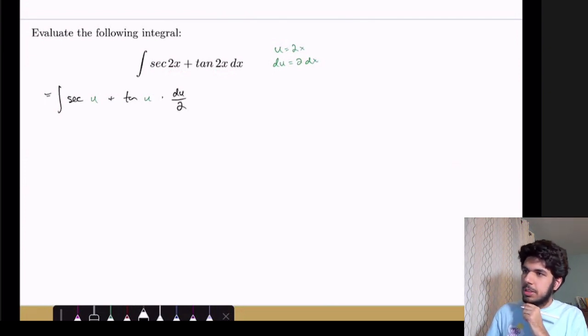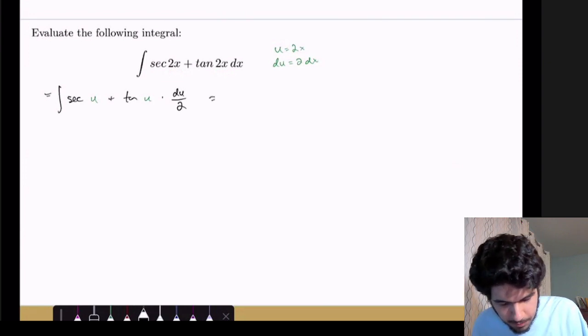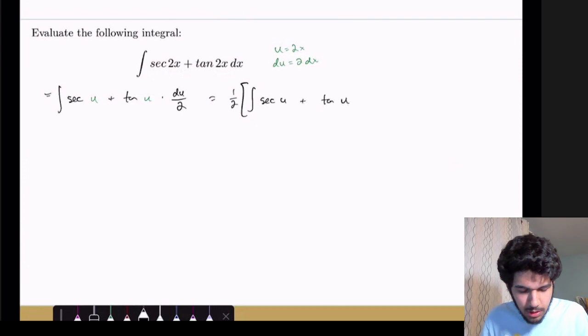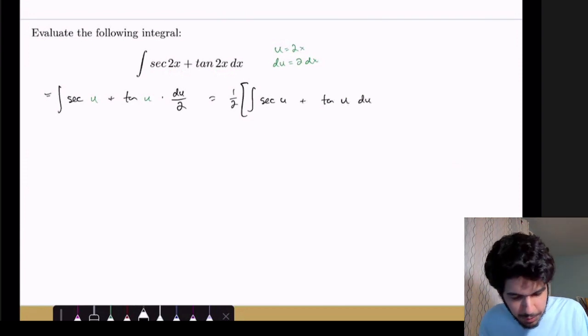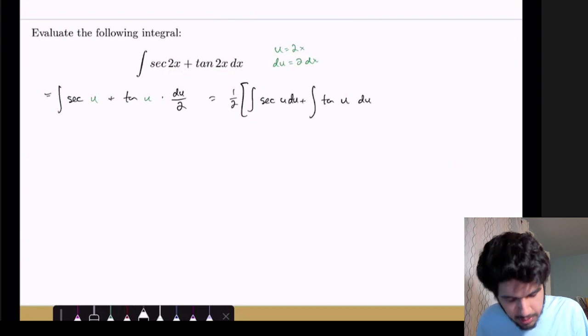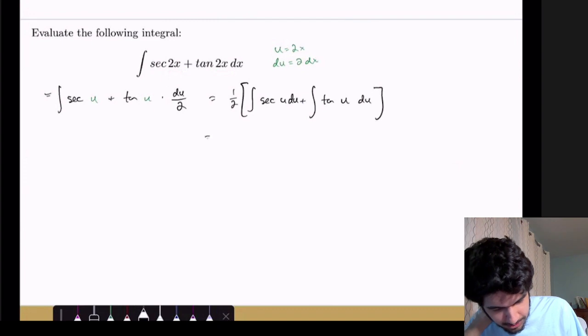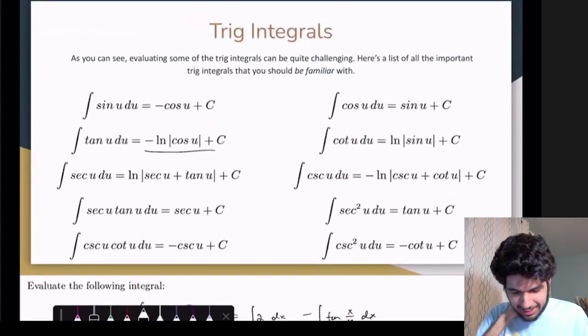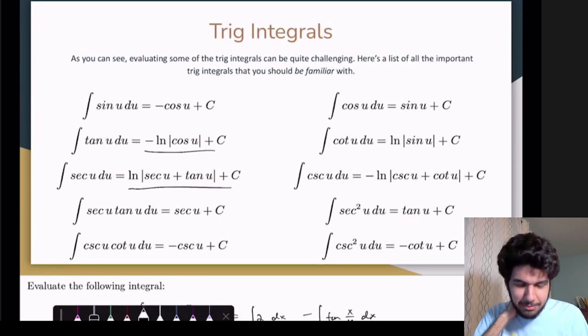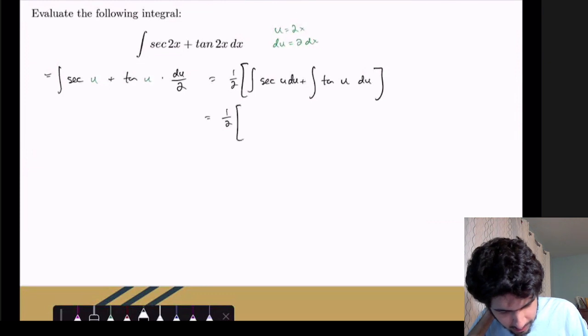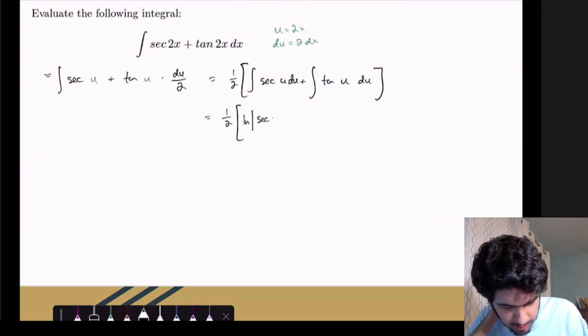Okay, so what we can do here is bring out the 1/2, and we're multiplying that with the integral of secant of u plus tangent of u du. But let's break apart the integral into two. And now we can handle secant of u and tangent of u. So secant of u, if we remember, let's see what it is, I kind of forgot. Ln of the absolute value of secant u plus tangent u. So this would be ln of the absolute value of secant u plus tangent u.